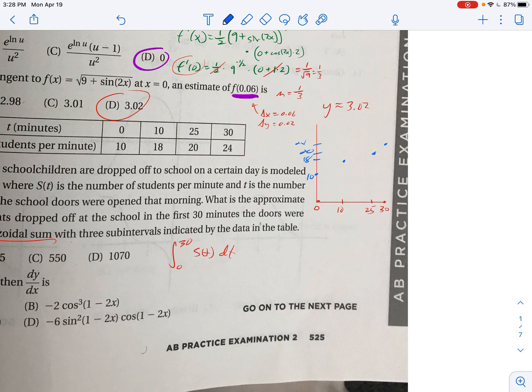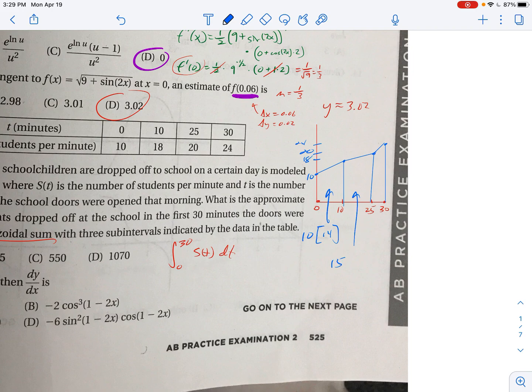We want to find the definite integral, which is like an area, and it says to do a trapezoidal approximation. So the idea is we can draw 3 trapezoids. Area of a trapezoid is base times average height, if we have this kind of orientation. So here the base is 10, and the average of those heights, 10 and 18, you can read it off the table, you don't really need the picture. The average of those 2 heights is 14.